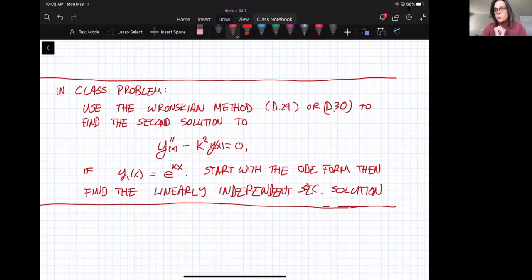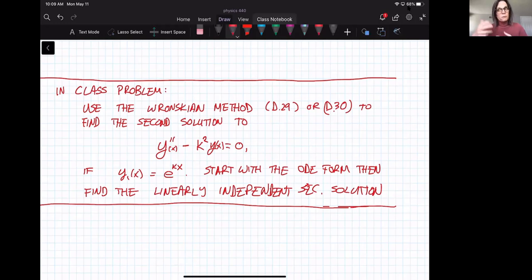You're going to use the Wronskian method, which if you look in your lecture notes should be either equation D.29 or D.30, to find the second solution for the differential equation y''(x) = -k² y(x) = 0.